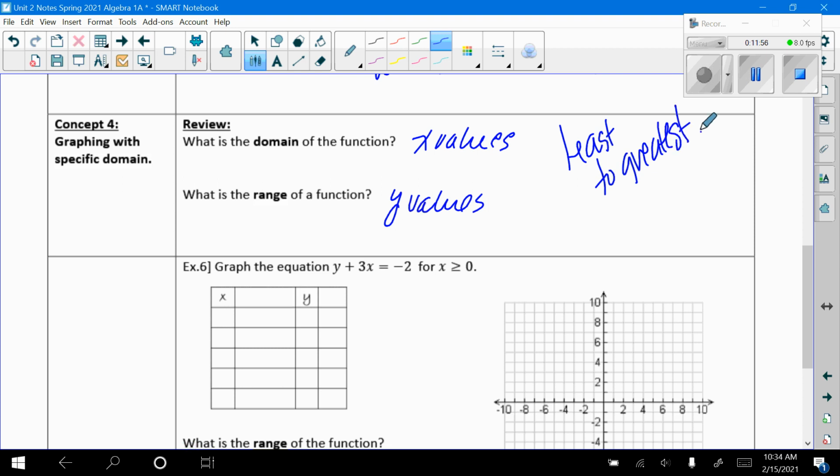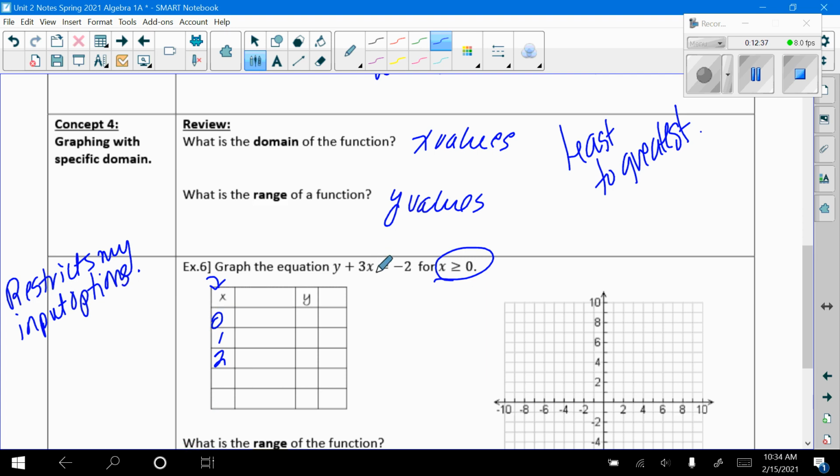So now I want you to graph the equation y plus 3x equals negative 2 for x greater than or equal to 0. So in this case, it's restricting me. It restricts my input. So my input here has to be greater than or equal to 0. So I could use my fancy 0, but then I have to go above it. So I can use anything above that. I could use fractions if you want, but ideally you'd use like 0, 1, 2, etc.